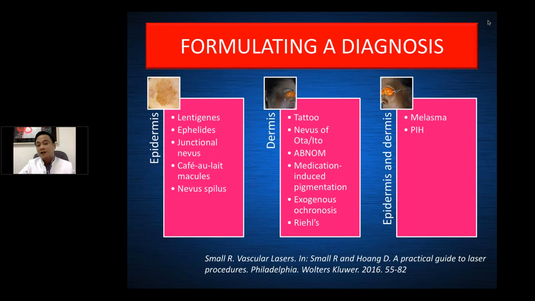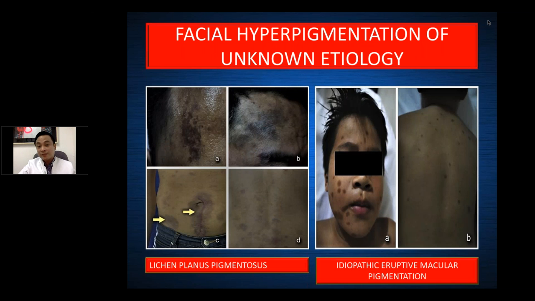However, there are conditions which we call facial hyperpigmentation of unknown etiology, and we have to be very careful with these diseases because most of the time they don't respond to skin lightening agents or pigment lasers. This includes lichen planus pigmentosus or idiopathic eruptive macular pigmentation, which in some cases is also known as ashy dermatitis.